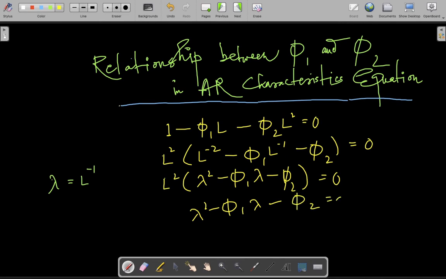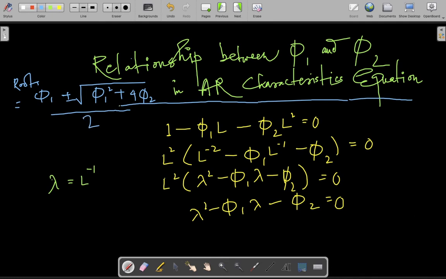Now, if I obtain the roots here, like we did in the previous case, the roots would be minus b, which is now phi 1, plus or minus the square root of b square, again phi 1 square, plus 4ac, where 4ac is 4 times 1 times phi 2, divided by 2a, which means here I have a is 1, so I have only 2.